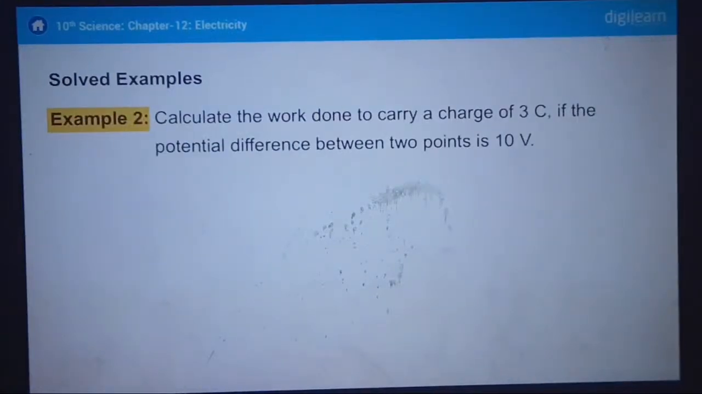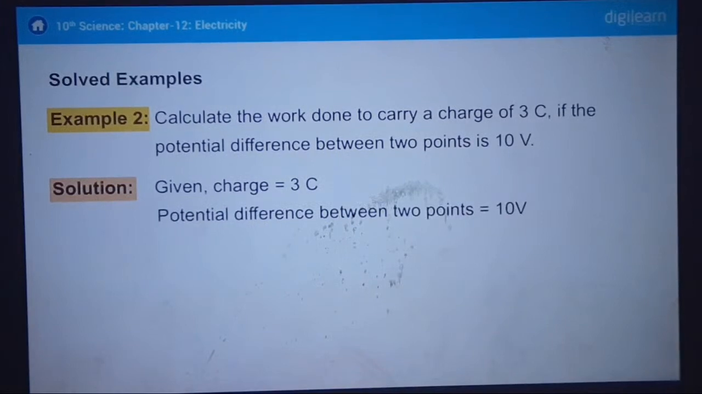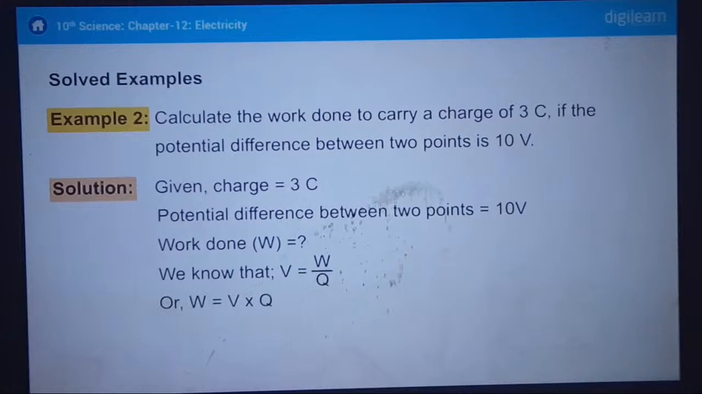Example 2. Calculate the work done to carry a charge of 3 coulombs if the potential difference between 2 points is 10 volts. Solution: given charge equal to 3 coulombs, potential difference between 2 points equal to 10 volts. Work done W to be found out. We know that V equal to W by Q, or W equal to V into Q, or W equal to 10 volts into 3 coulombs, that is equal to 30 joules.